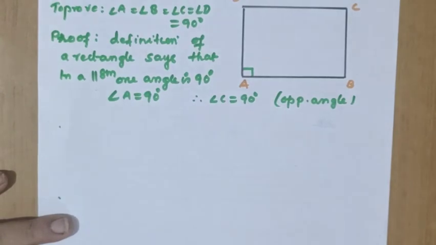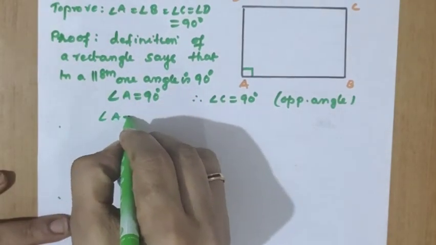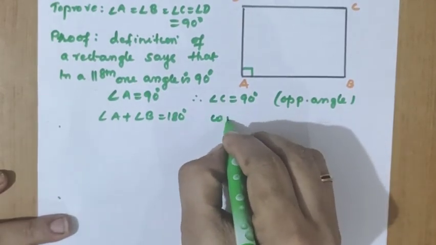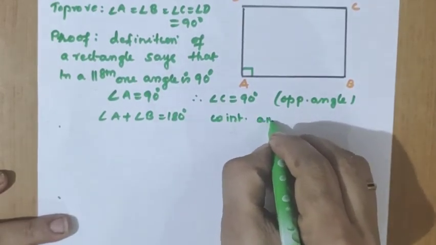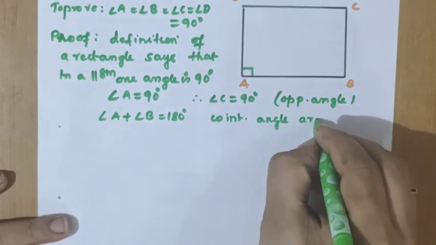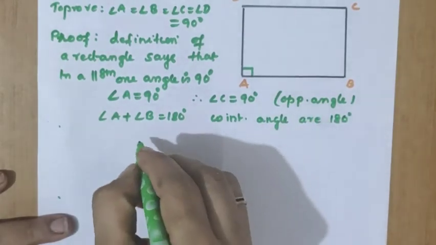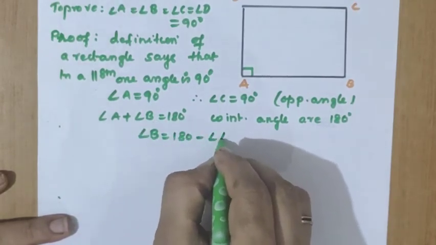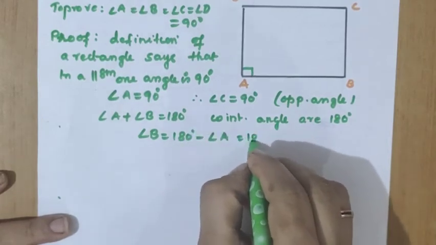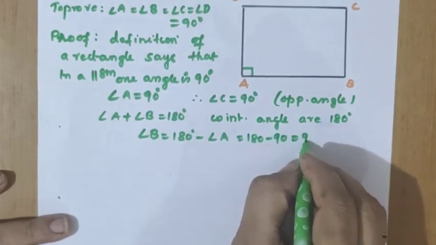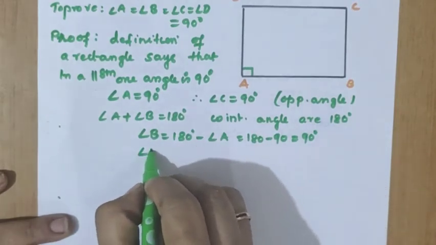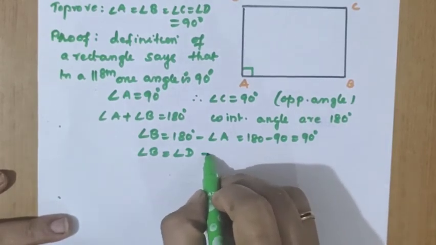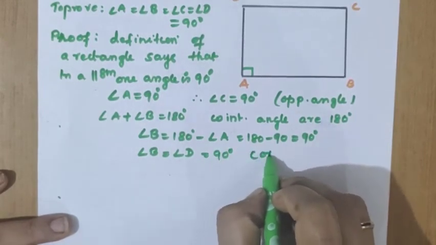Next we can say that angle A plus angle B is equal to 180. What is the reason? Co-interior angles are supplementary. That means angle A is 90, therefore angle B equal to 180 minus angle A. So it is equal to 180 minus 90. Again B is equal to 90 degree. Again angle B equal to D by the concept of opposite angles of a parallelogram. So it is equal to 90.